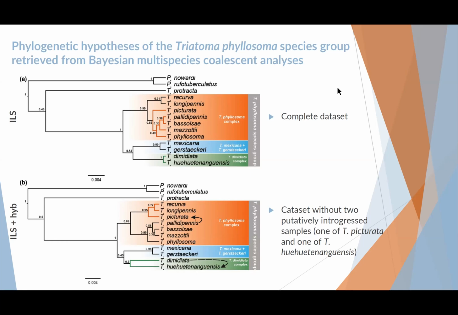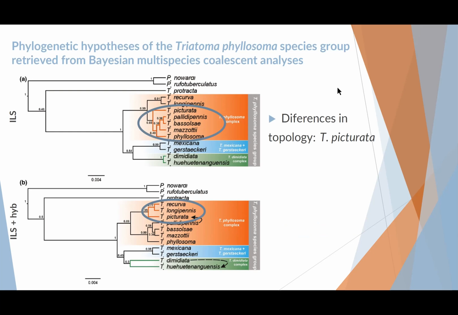And the second hypothesis considered incomplete lineage sorting and hybridization as processes occurring in the history of the Triatoma phyllosoma species group. We can say that only two samples can cause a large amount of difference.